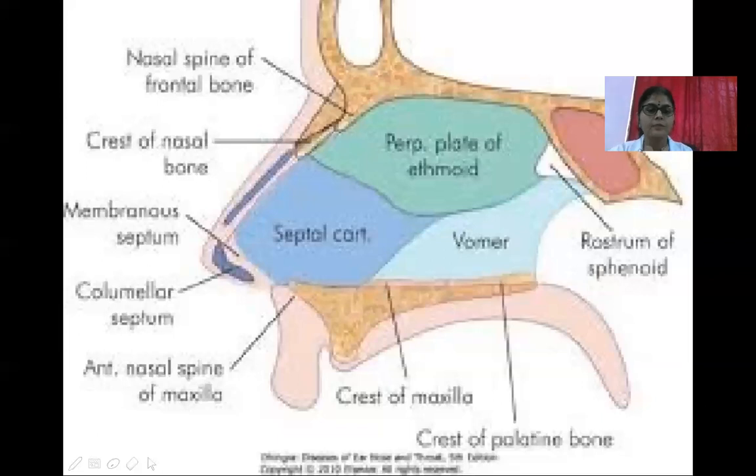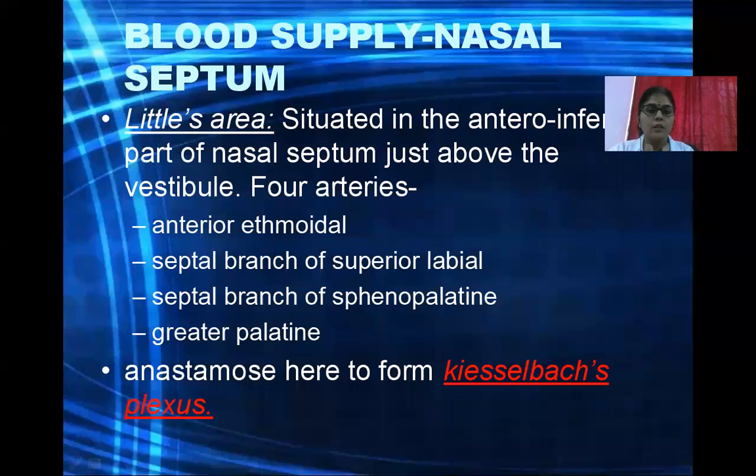A very important area in the nasal septum is Little's area. Where is Little's area situated in the nasal septum and why is it important? Little's area is situated in the anteroinferior part of the nasal septum, just above the vestibule. There are four arteries which anastomose to form Kesselbach's plexus: the anterior ethmoidal, septal branch of the superior labial, septal branch of the sphenopalatine, and greater palatine arteries.